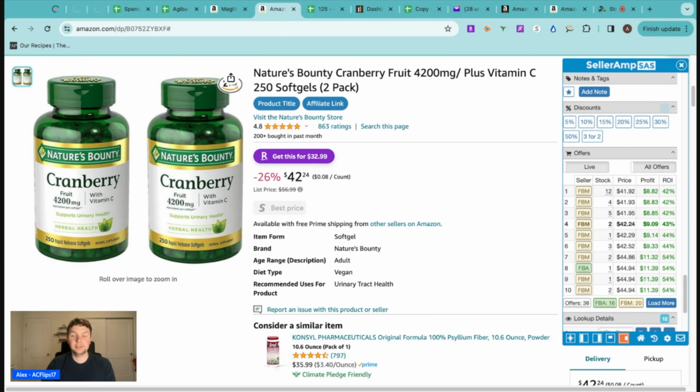Now, the Keepa chart might tell us differently, right? We might see some FBA sellers that are getting the sale at a little bit higher of a price than the FBM sellers.